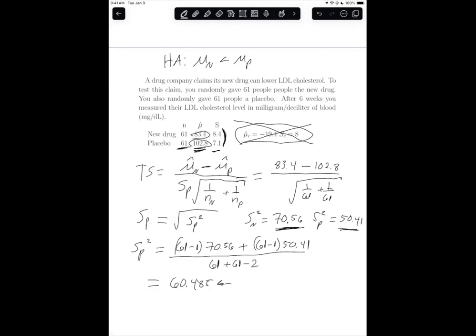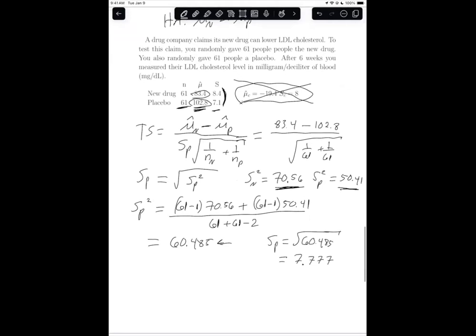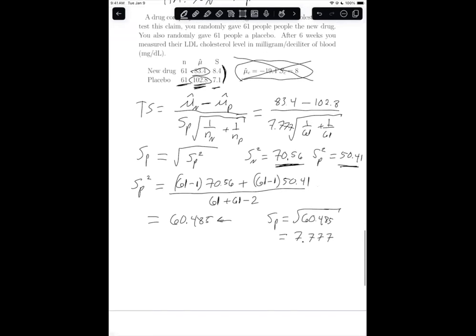And so now we can get the pooled standard deviation. It's the square root of 60.485. And that comes out to 7.777, which is the pooled standard deviation. So now I can come back up here and put this 7.777 in for the test statistic.